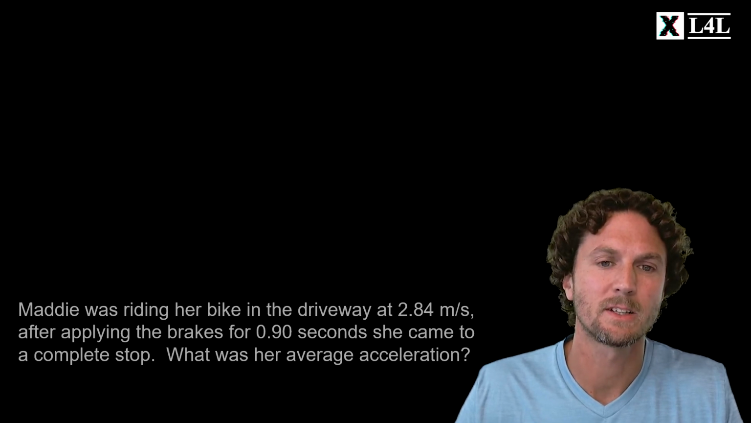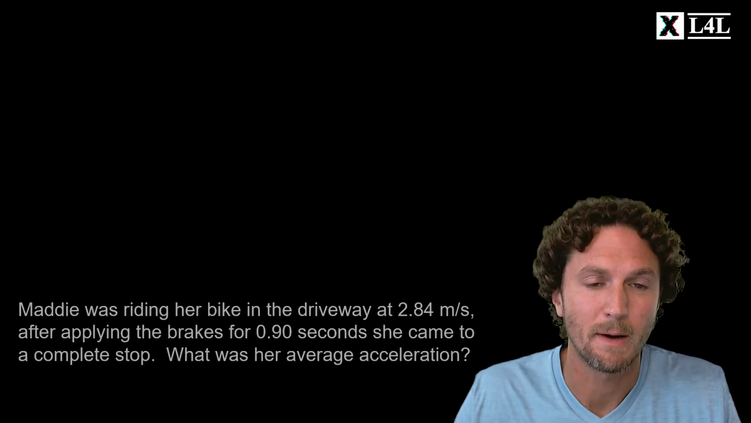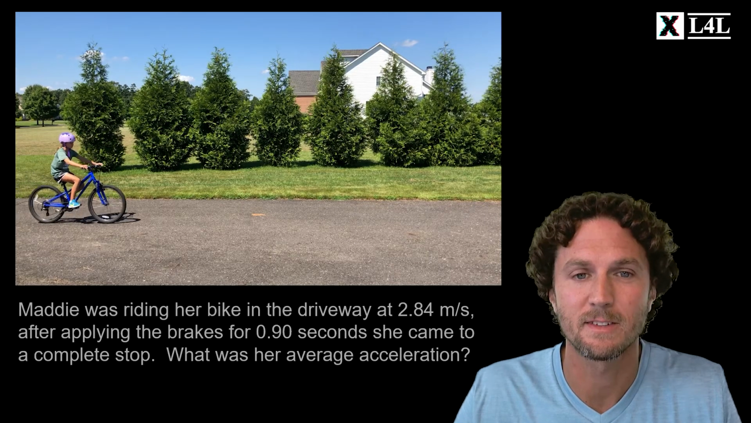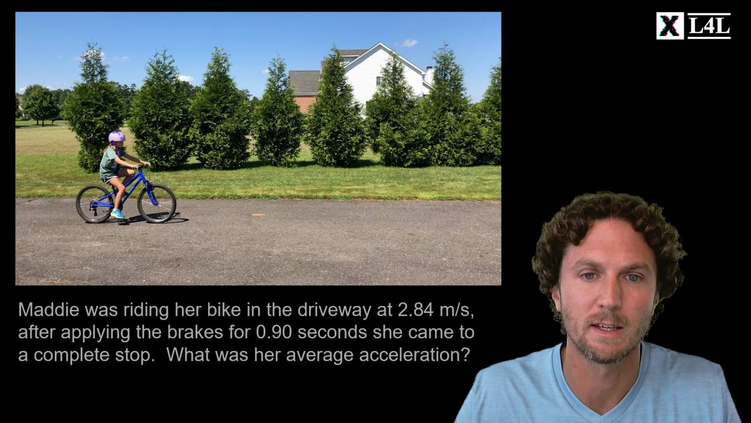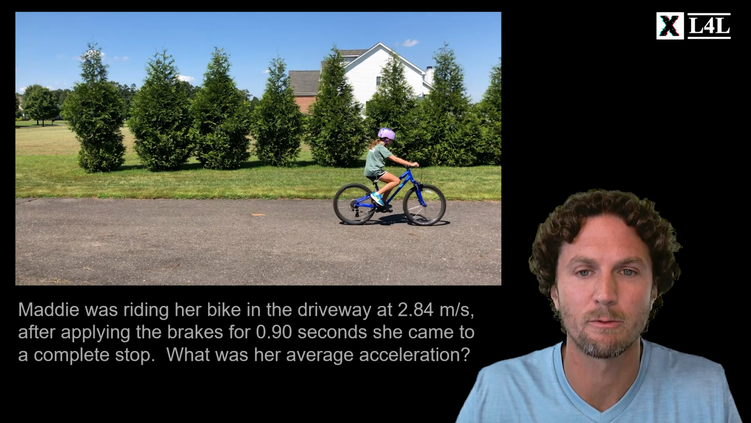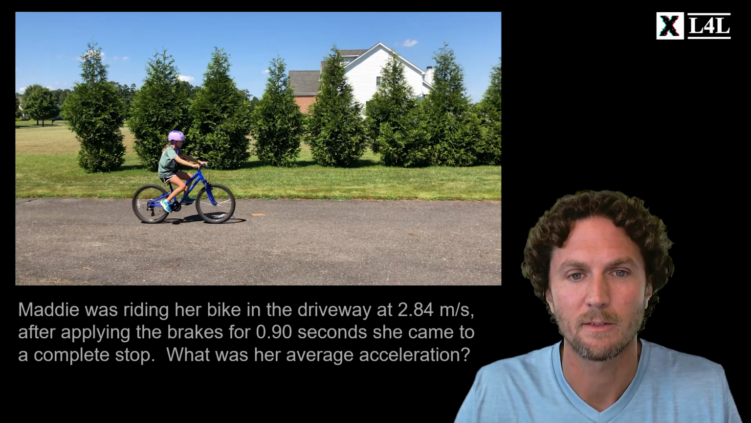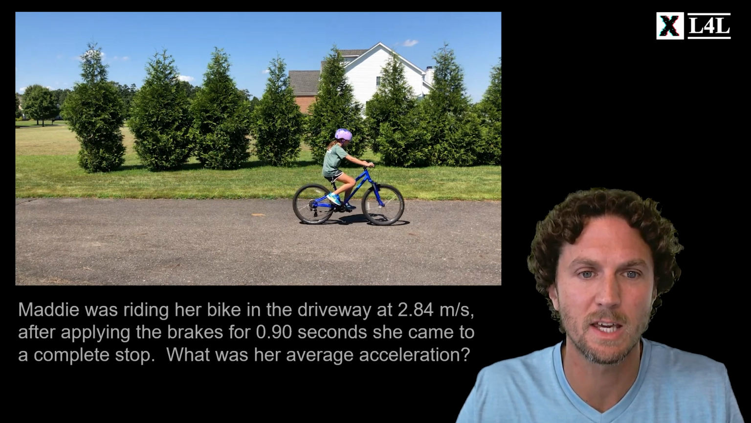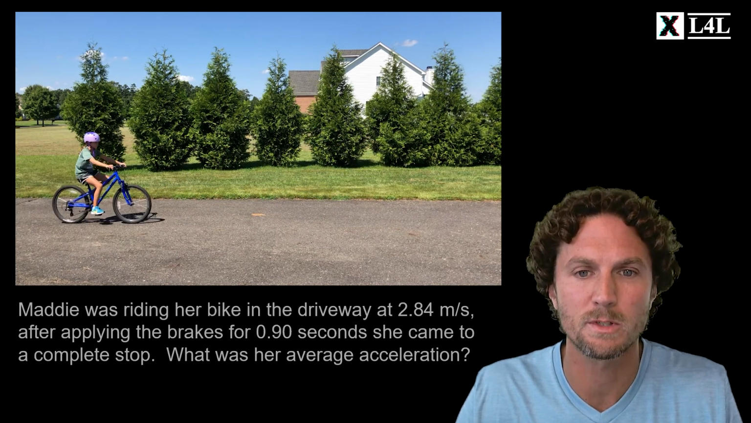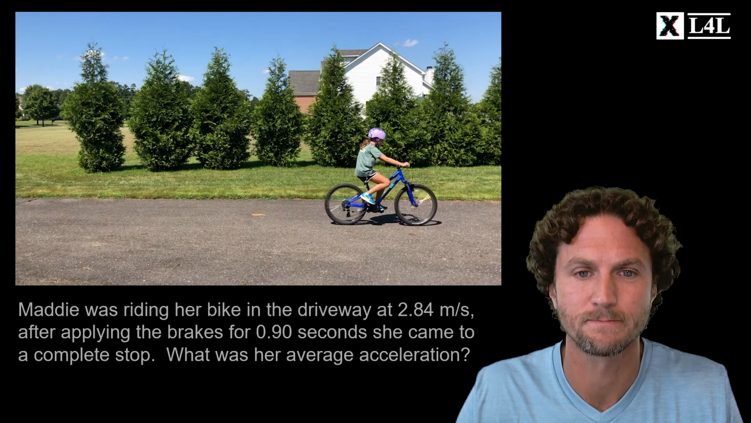Alright, so let's take a look at an example here. My daughter Madison was nice enough to help me out with this video, so let's take a look. Maddie was riding her bike in the driveway at 2.84 meters per second. And after applying the brakes for 0.90 seconds, she came to a complete stop. What was her average acceleration?